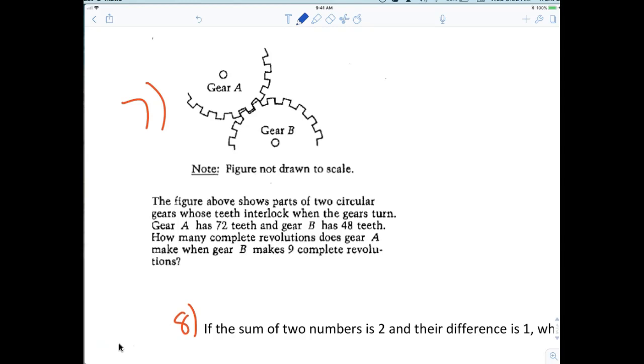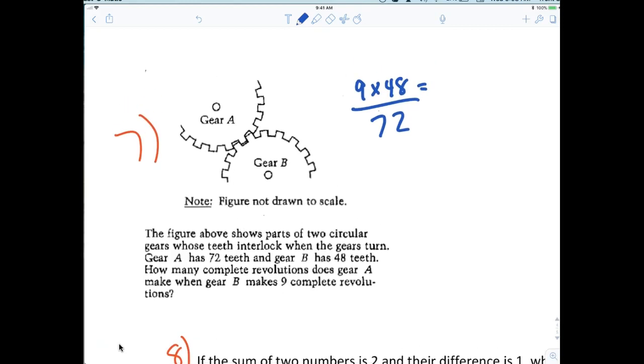So if gear B makes 9 revolutions, that means it goes around 9 times, it will go through 9 times 48 teeth. Everybody agree with that? Yeah. And then Connor, what do I do next? And why do I divide by 72? That's exactly correct. So 9 times 48, which is like 360, 432, I think. I think it's something like that.